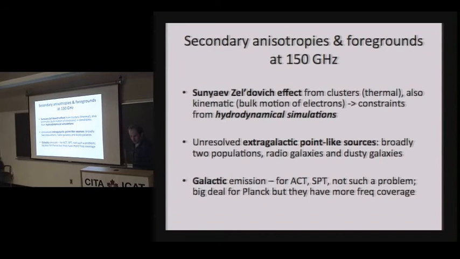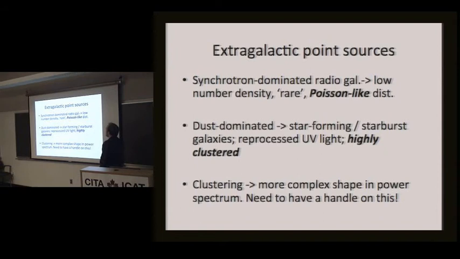Okay, so let's think for a sec about how these different extragalactic point sources, galaxy populations, contribute to that power spectrum. So these radio galaxies are actually not such a problem. They're relatively rare. They have a fairly random Poisson distribution on the sky, and this means we know what their contribution to the power spectrum is. Remember, the power spectrum tells you about fluctuations as a function of scale. And if you have a random Poisson distribution, then there is no scale information, right? So this means we know what the shape of that component is. And that's great, that's exactly what we want.